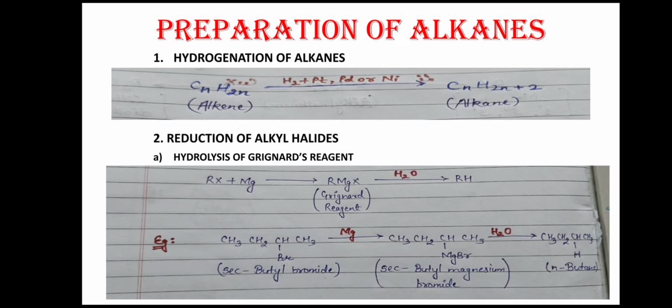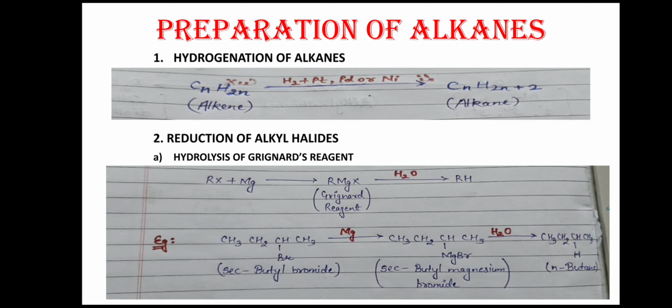And the second method is reduction of alkyl halides. By reducing alkyl halides, we can easily get the alkanes. How? We can reduce the alkyl halides by Grignard's reagent. First, we have to prepare the Grignard reagent from alkyl halides. We react the alkyl halide with magnesium, and we will get the Grignard reagent. You can see in the reaction that RX plus Mg gives RMgX. Here RMgX is the Grignard reagent.